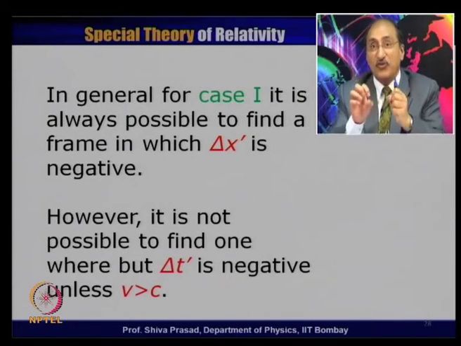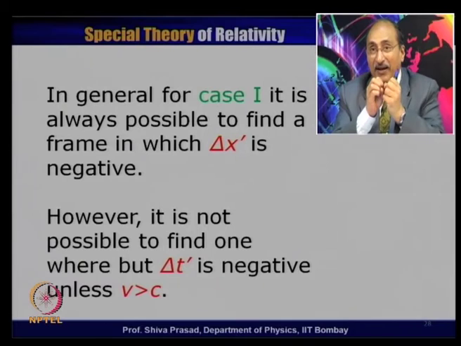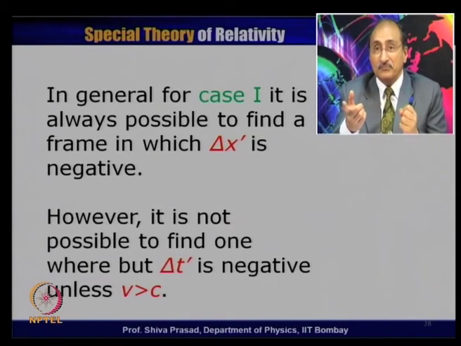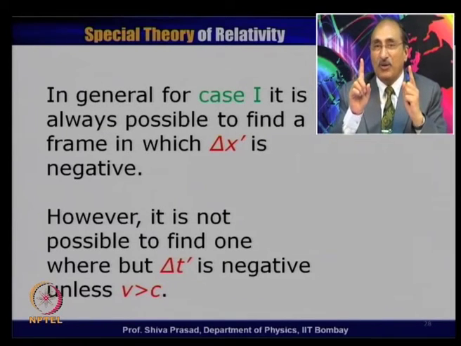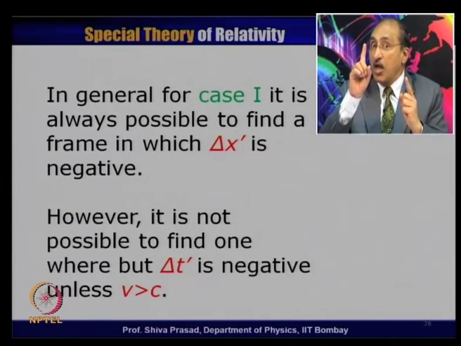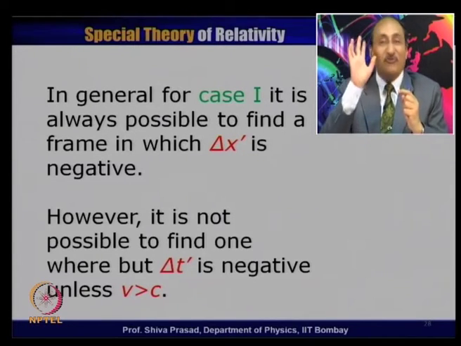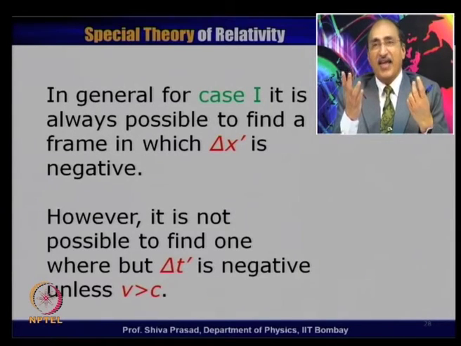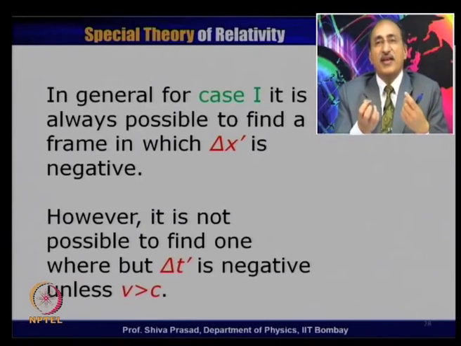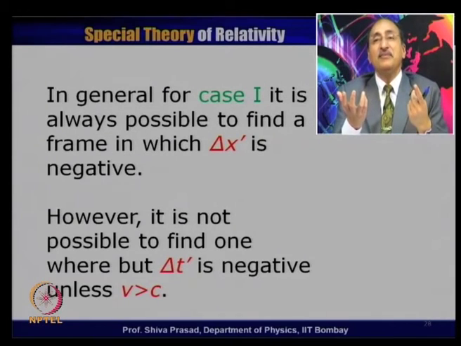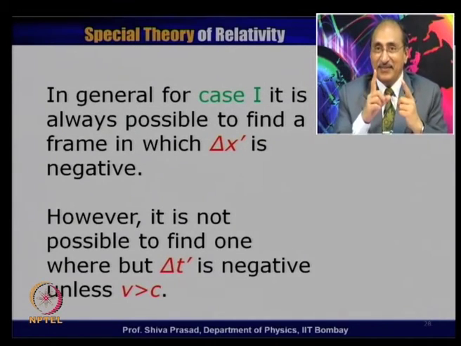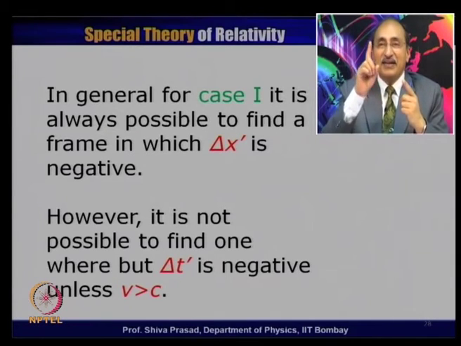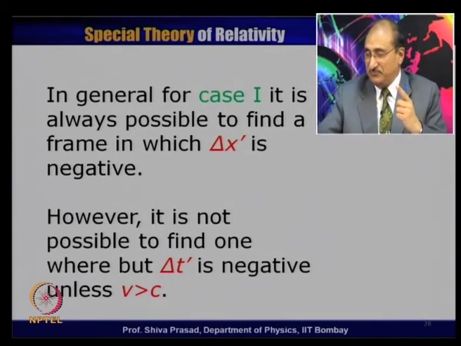Two factors, both of which are less than 1, when they are multiplied, they will never give you a value greater than 1. Therefore, in this case delta t prime will never be able to be negative, irrespective of what v you use, unless v is larger than the speed of light. But as far as delta x prime is concerned, you can always choose an appropriate value of v which is less than c and can still make delta x prime negative.